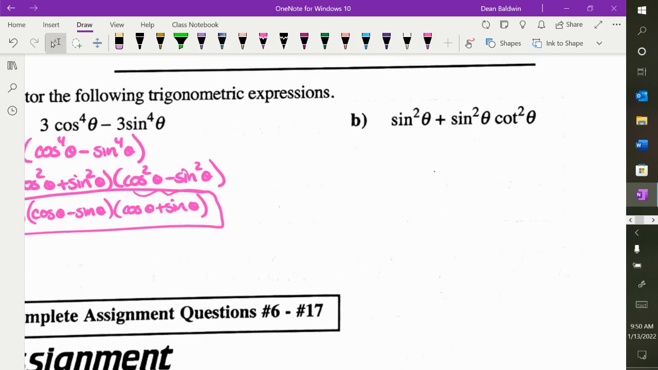Okay, second one. What do you want to do? Factor out a sine squared? Okay. We can do that. And I'm left with 1 plus cotan squared. When you see a 1 plus or minus a trig function squared, where do you look? Formula sheet under Pythagorean Identities. What's 1 plus cotan squared? Cosecant squared. Find it on your formula sheet. Make sure you can find it.